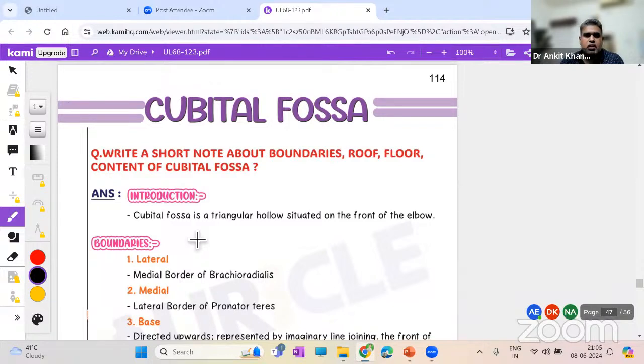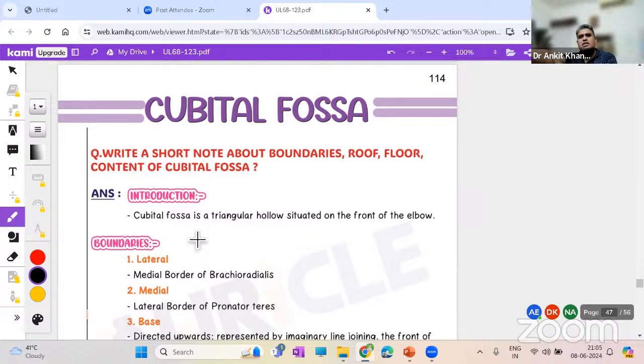Cubital fossa, important topic. So cubital fossa, first of all, it's a hollow in front of the elbow. Over here, it's a hollow. So what things should you know as a first year? Okay, this is the location. What are the boundaries of this fossa? So there are some muscles over here. Okay. Why is this fossa important?